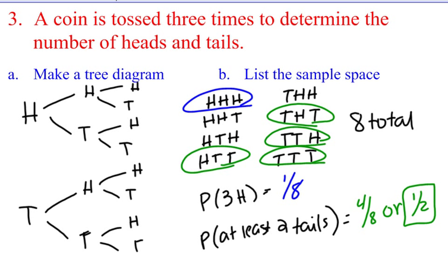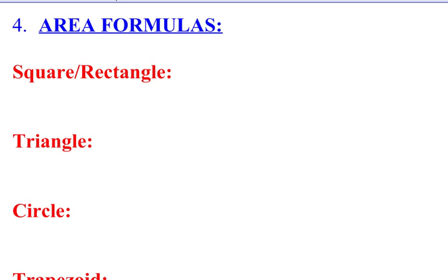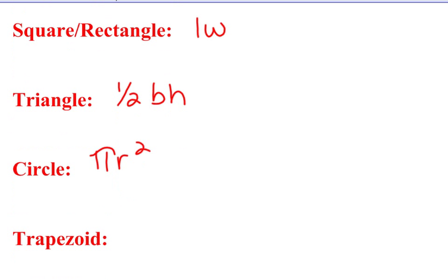The next thing we're going to do is going to involve some area formulas. So just as a quick review, we're going to write down the formulas for these things. Square or rectangle is length times width. Square, you might think of side squared, but length times width works. The formula for a triangle's area is 1/2 base times height. A circle is pi r squared. And a trapezoid is 1/2 times the quantity b1 plus b2, so the two bases, times the height. So just to have those, you can remember what those are.